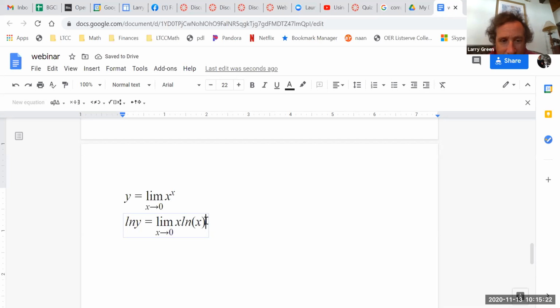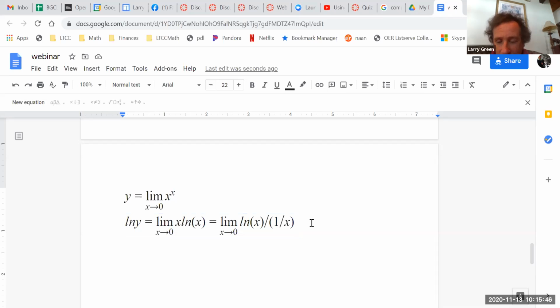We've kind of seen this trick before, and today is all about algebra tricks. That is equal to ln of x over 1 over x. And now when we plug in 0, you get infinity over infinity. So that means we can use L'Hopital's rule. And that's the whole point. So let's do L'Hopital's rule.